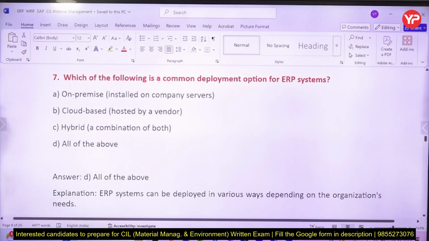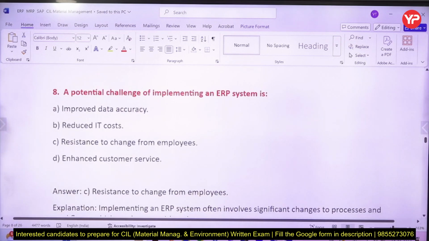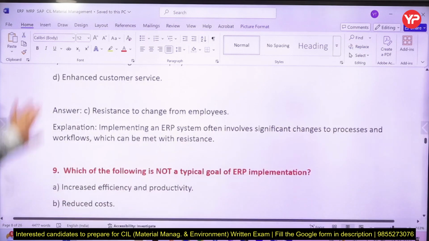Which of the following is a common deployment option for ERP? On-premises, cloud-based, hybrid, yes, all. Cloud-based is hosted by the vendor. On-premises is installed on the company server, and hybrid is a combination of these. What is the potential challenge when you want to implement ERP? Whenever you think of bringing some change in an organization, friends, the biggest challenge comes from the employees themselves. The employees will basically resist it.